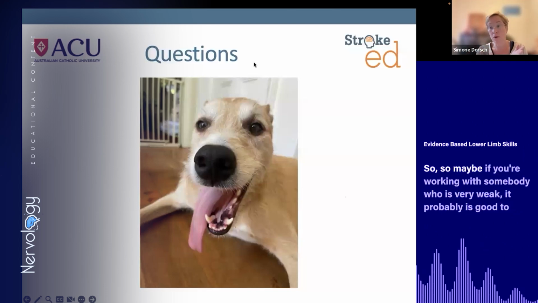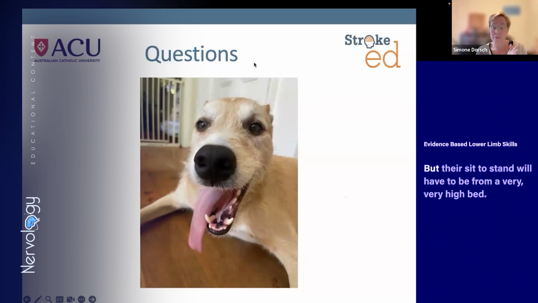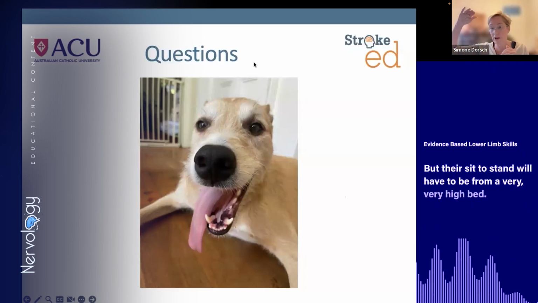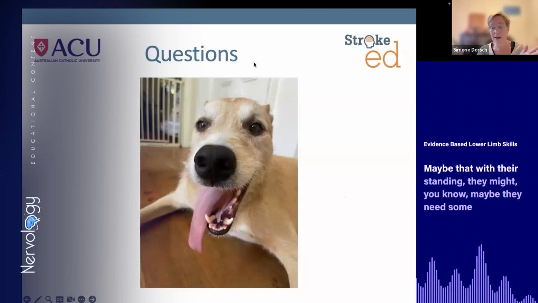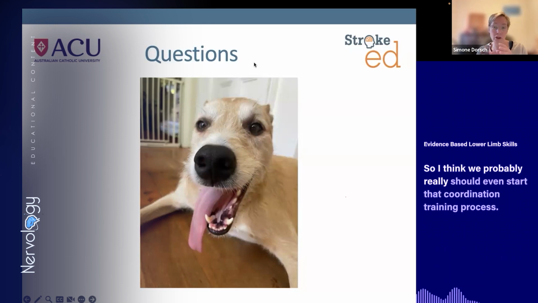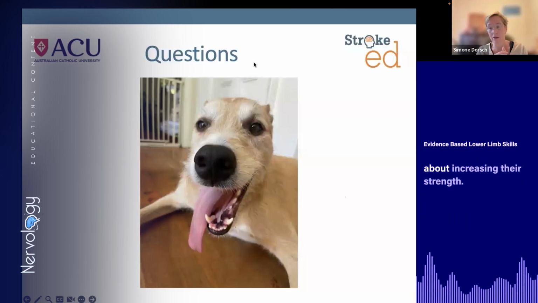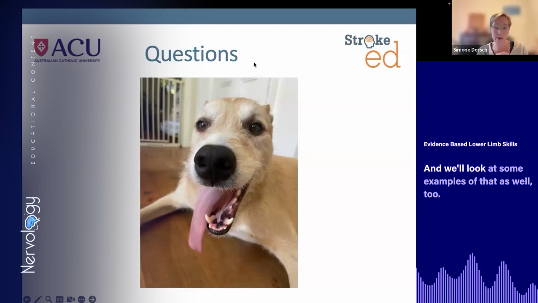So maybe if you're working with somebody who is very weak, it probably is good to start doing some sit-to-stand and standing, but their sit-to-stand will have to be from a very, very high bed. Maybe with their standing, they need some assistance too if they're very weak. So I think we really should start that coordination training even when people are very weak, but most of their intervention is about increasing their strength. And we'll look at some examples of that as well.